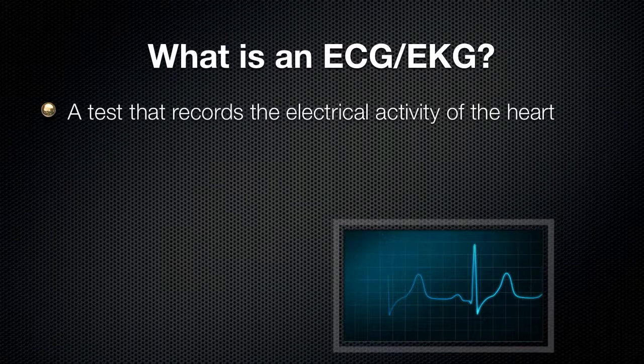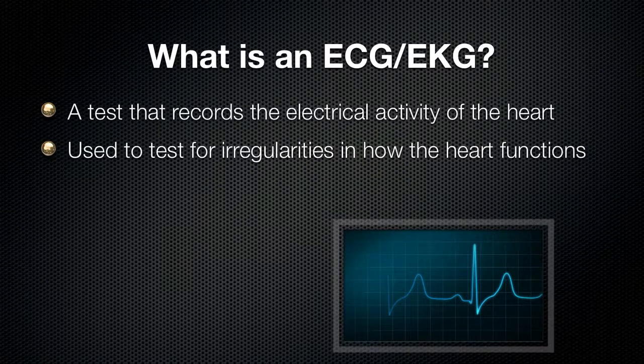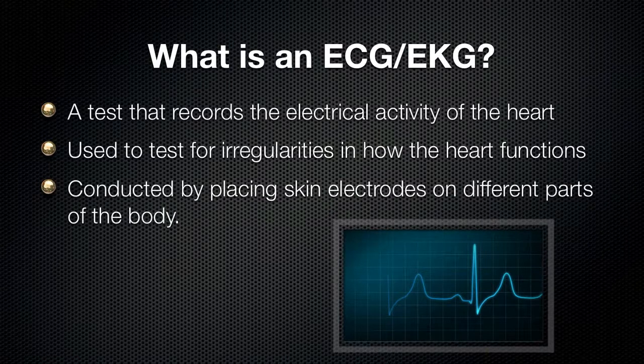We looked at how the SA node starts the signal, and we looked at how that signal spreads to the rest of the heart. And you can always go back to episode 46 for more details on how that works. Now, the ECG is used to test for irregularities in how the heart functions. And you've probably either seen this firsthand in a hospital or on TV. You can look at the electrocardiogram and it will tell you if the heart is working the way it should. The way this is conducted is by placing skin electrodes on different parts of the body, and these electrodes are able to detect the electrical activity of the heart.